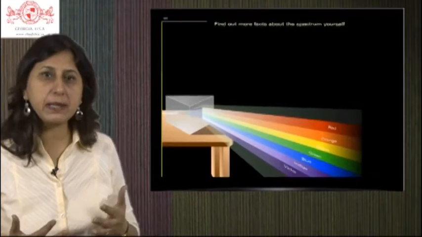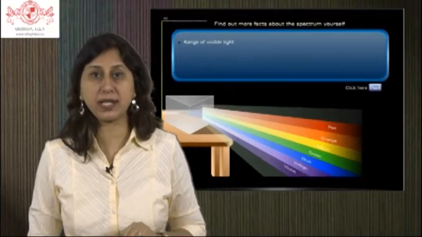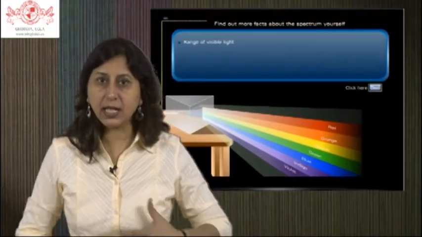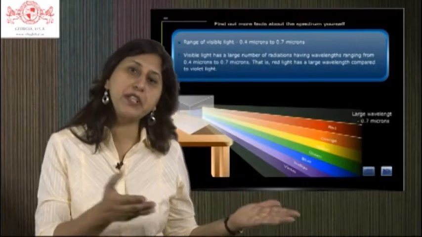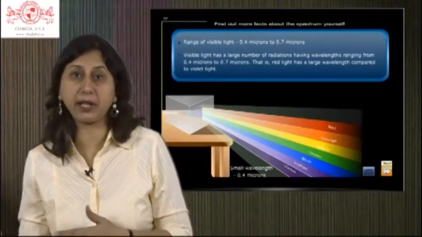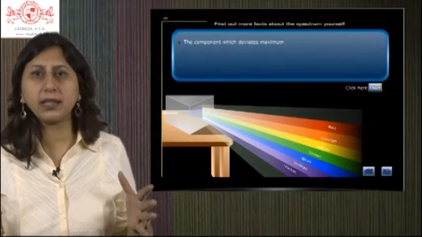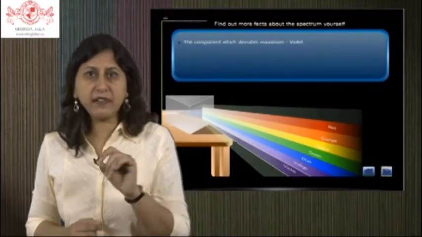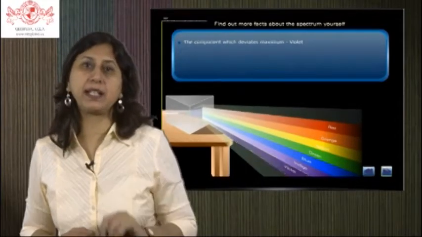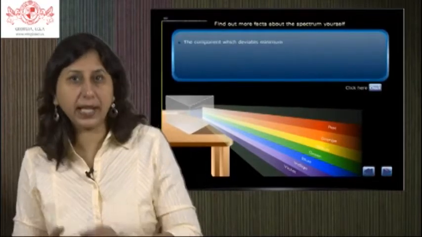The range of visible light is 0.4 microns to 0.7 microns. Visible light has a large number of radiations having wavelengths ranging from 0.4 microns to 0.7 microns. That is, red light has a large wavelength compared to violet light. The component which deviates maximum is violet light, and the component which deviates minimum is red light.